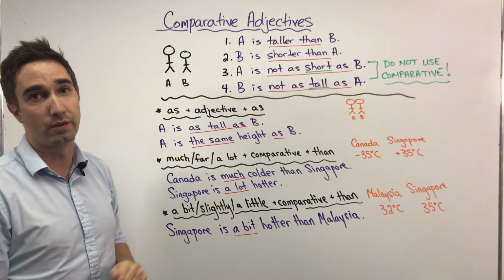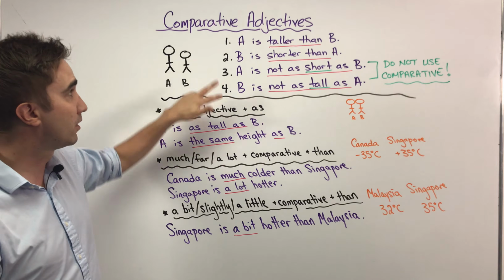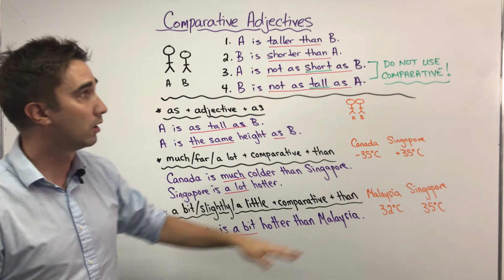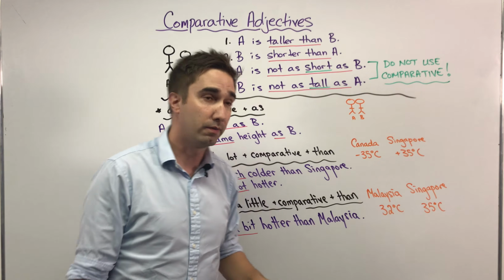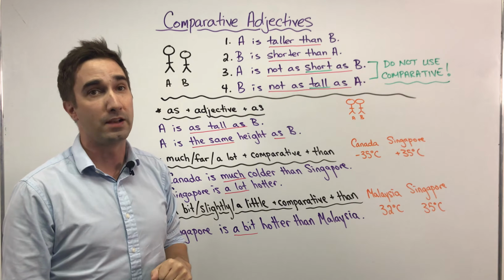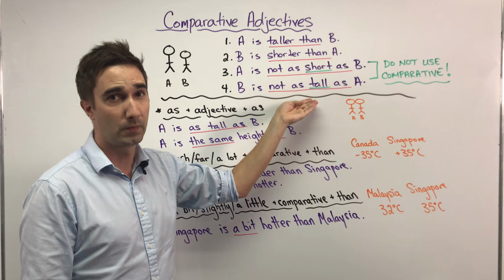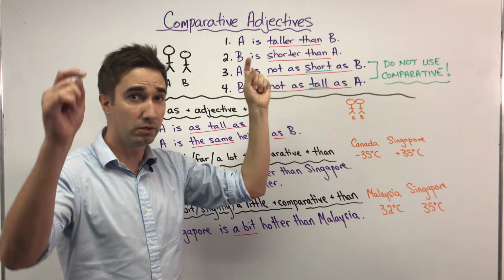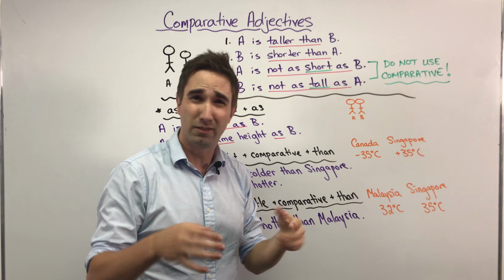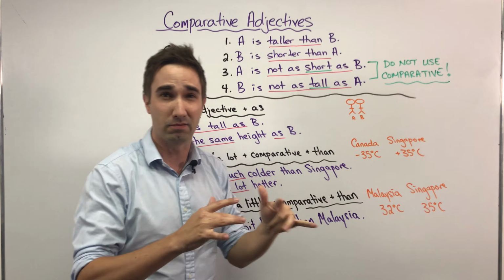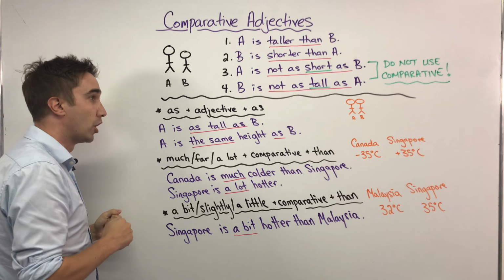A is taller than B. Just remember, for sentences 3 and 4, do not use a comparative. We're just going to use the adjective. For example here, short and tall. All right, pretty easy. If you have a question, ask us below. I'll answer it. I'll type it. I'll write it down. All right, but we're moving on.